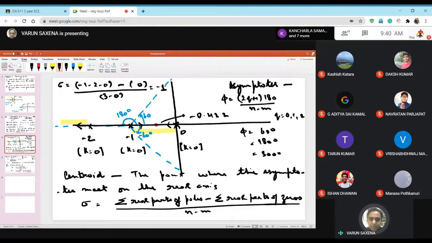Okay, the second one is not, because it lies in this region from minus 1 to minus 2, and that is not a part of root locus. So we'll just let it be neglected. Okay, so now they come together and then they tend to move like this.